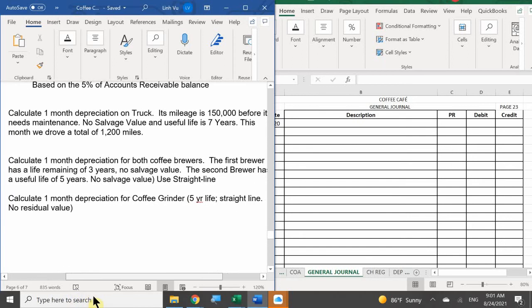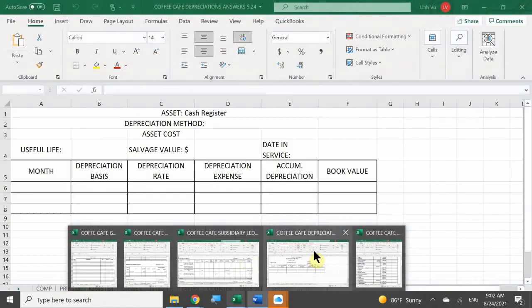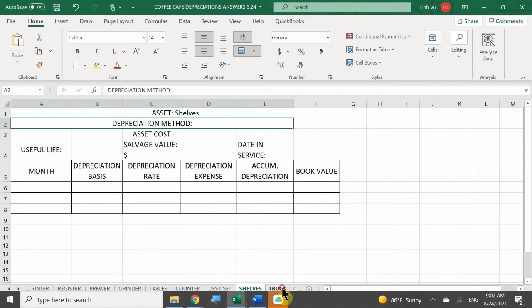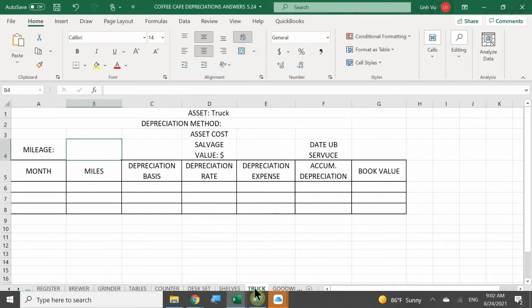Okay. So this is where we're going to be taking our depreciation tables out. Okay. So let's grab our depreciation tables. Okay, here we are. We are going to be looking at the truck. So I'm going to find the tab that says truck. I think it's the last one. Here you go. Truck.